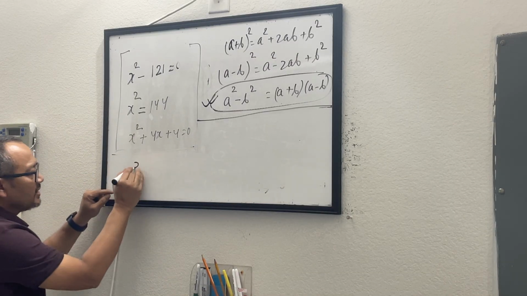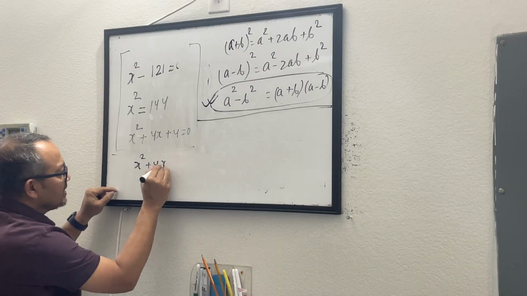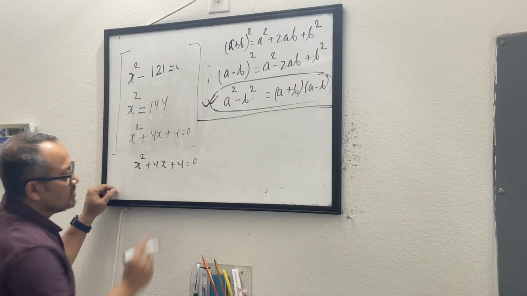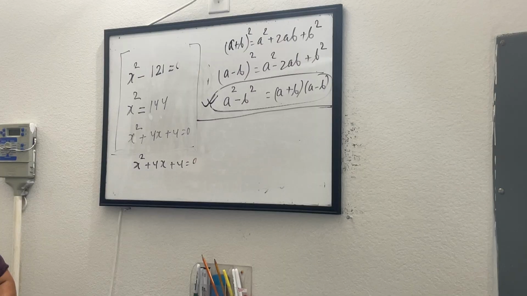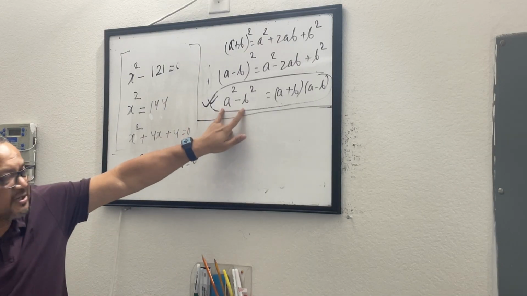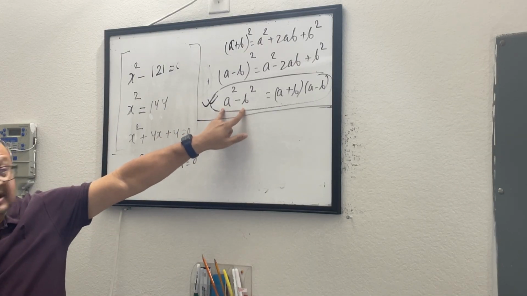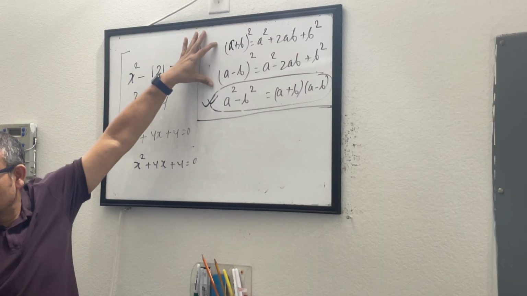x square plus 4x plus 4 equal to 0. For the last 30-35 minutes, we were dealing with only a square minus b square kind of scenario. But we also know about these formulas.